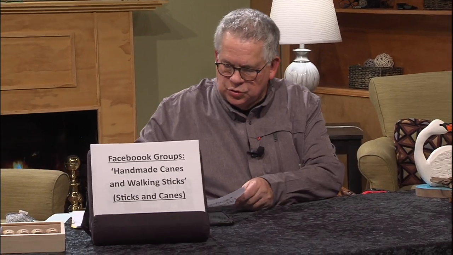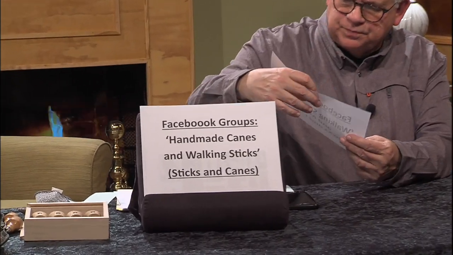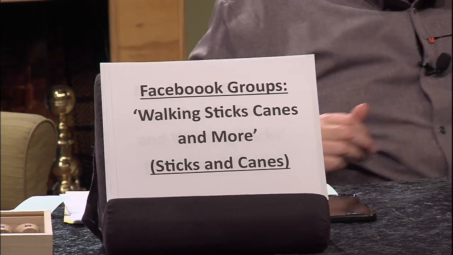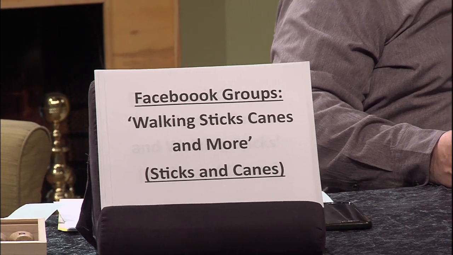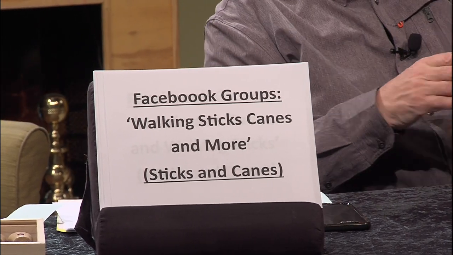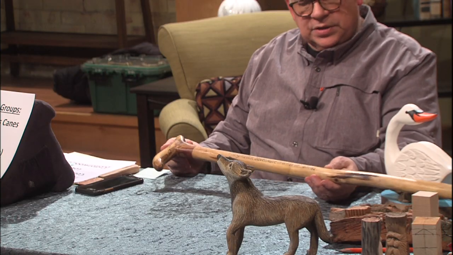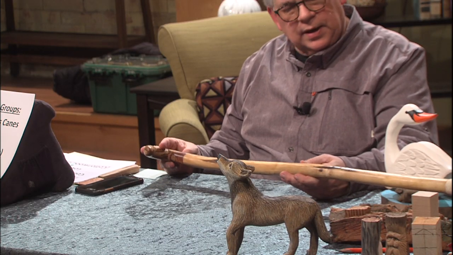In addition to the handmade sticks and canes, there's walking sticks, canes, and more. And an example on there, I found a little more wood burning kind of things there. So once again, just a maple stick with a little spalted maple handle on it.